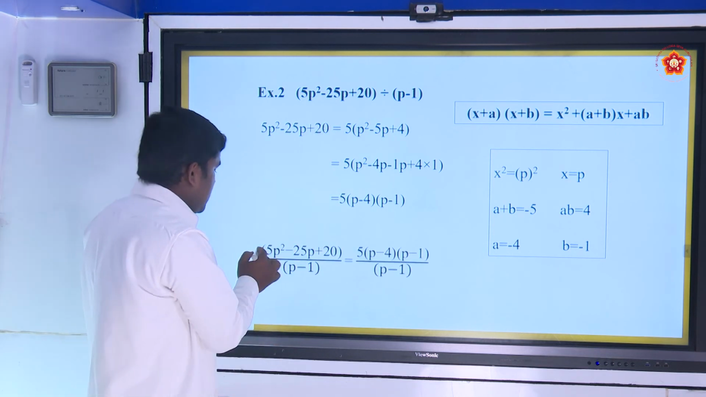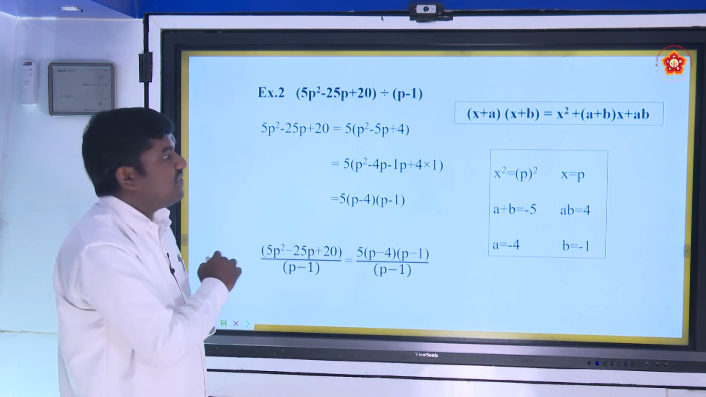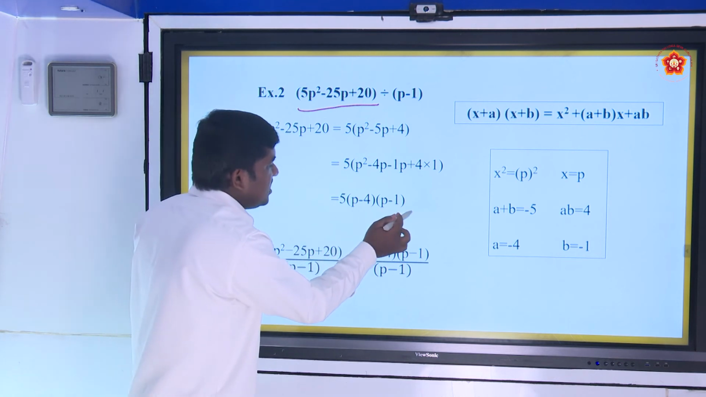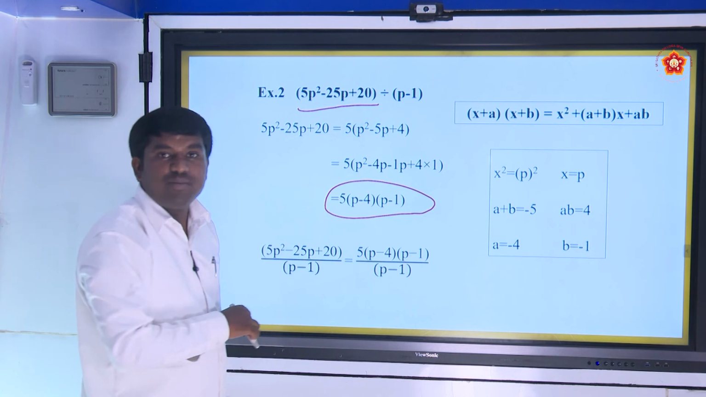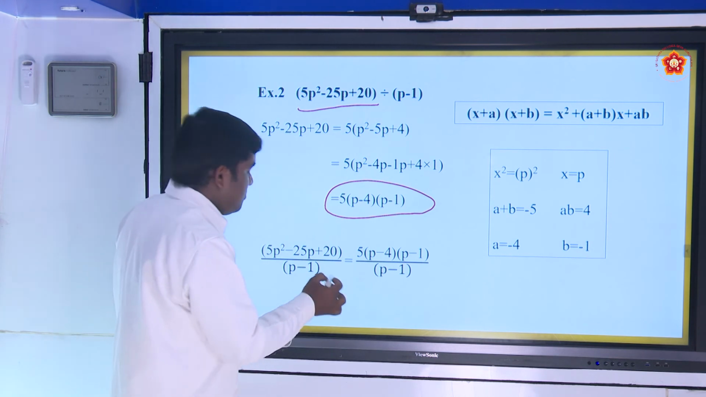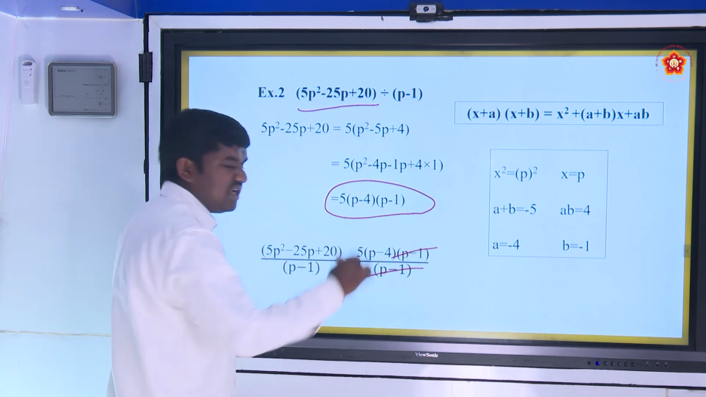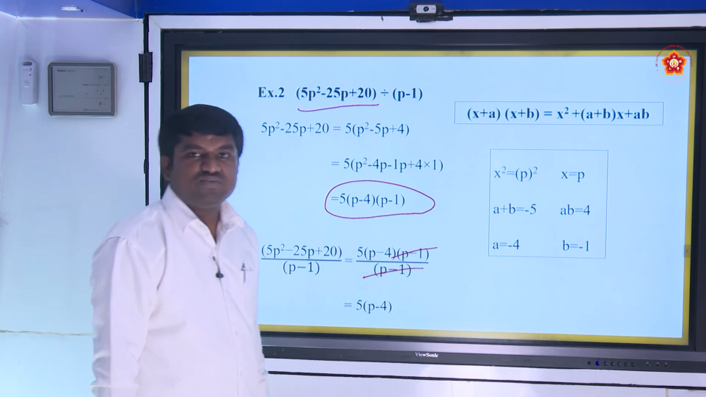So see, now 5p square minus 25p plus 20, this numerator. We know the factors of the numerator, that is 5 into (p minus 4) into (p minus 1), divided by (p minus 1). Here p minus 1 and p minus 1 get cancelled. The remaining thing is 5 into (p minus 4).